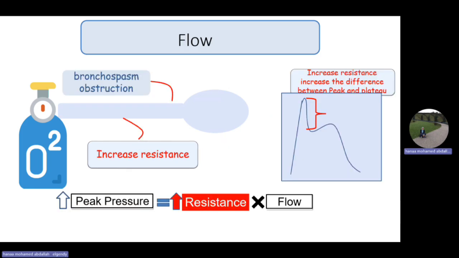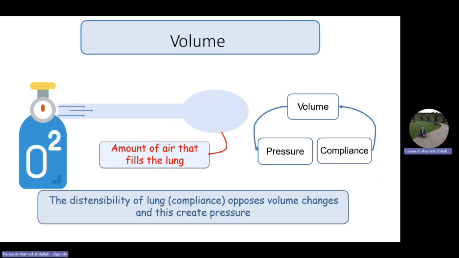If there is increased resistance, we will find a difference between the peak pressure and the plateau pressure. Plateau pressure is not increasing, but only the peak pressure is increasing. So the main problem is in the proximal airway, not in the alveoli or lung parenchyma.